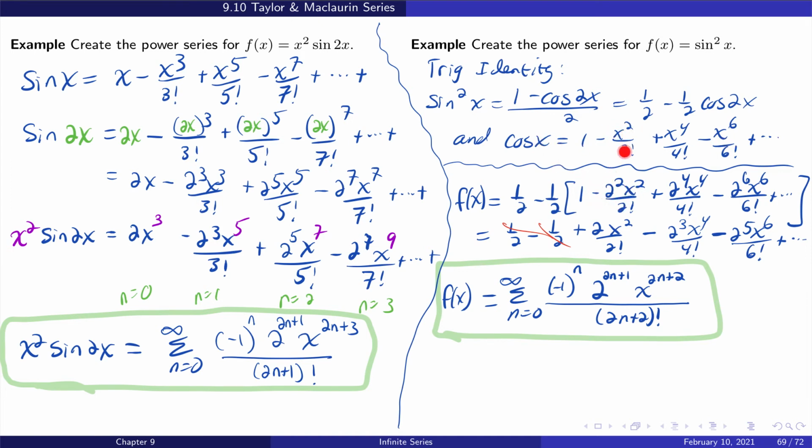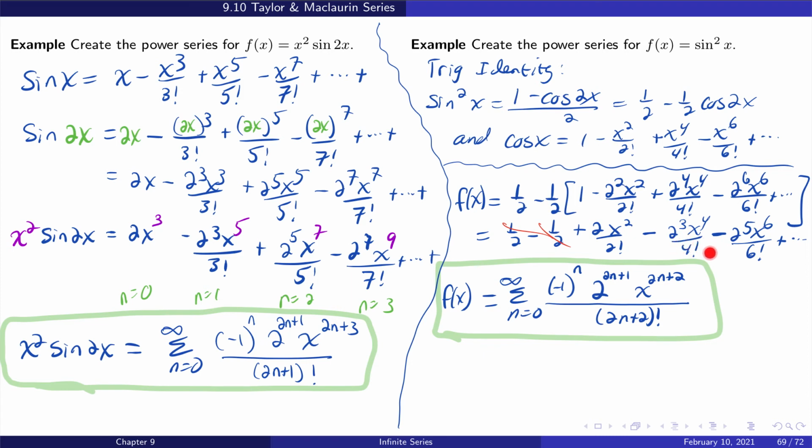So x squared becomes 2 squared x squared. X to the 4th becomes 2 to the 4th x to the 4th. X to the 6th becomes 2 to the 6th x to the 6th. And the denominator stays the same. Distributing my negative 1/2, the first two terms are going to cancel out. And now I've got 2x squared over 2 factorial minus 2 to the 3rd x to the 4th over 4 factorial. Again, don't multiply these out and reduce them.